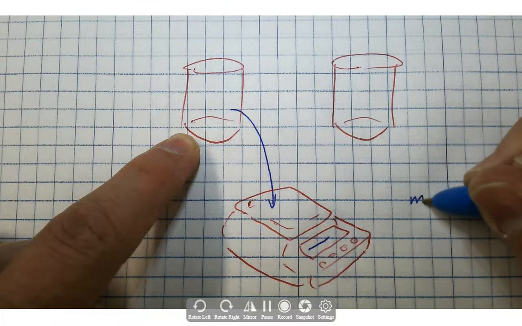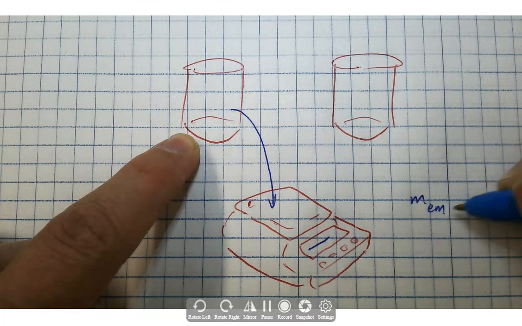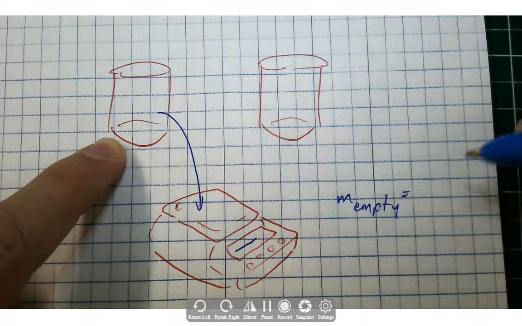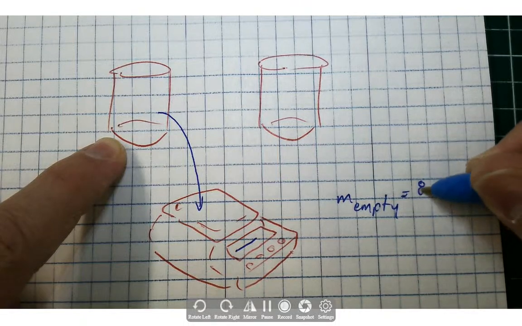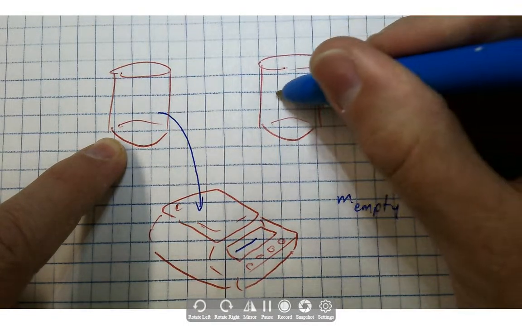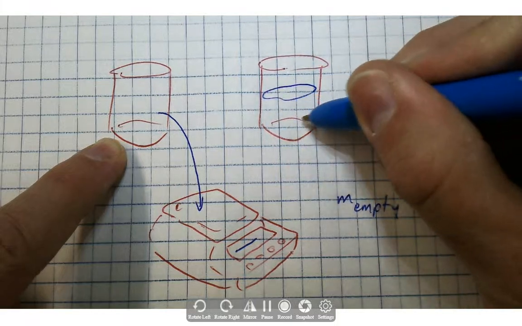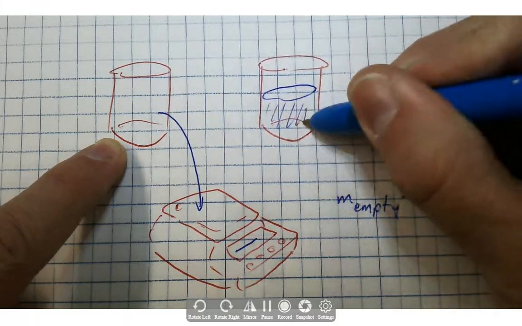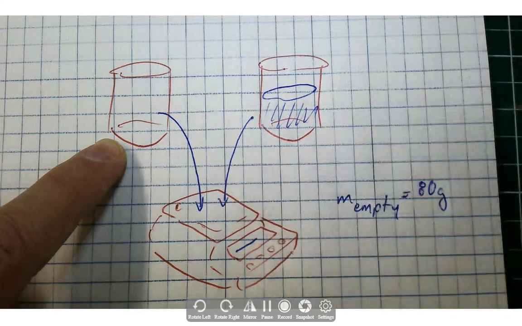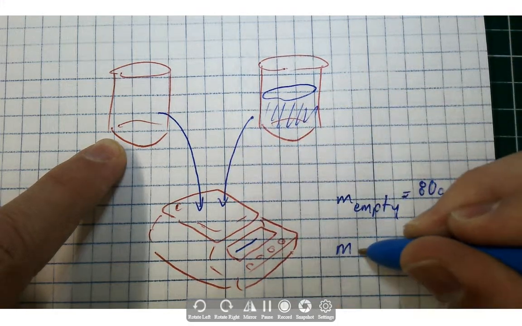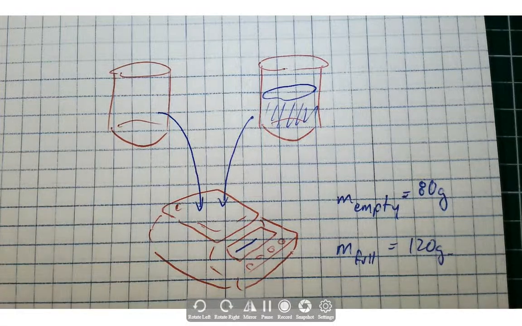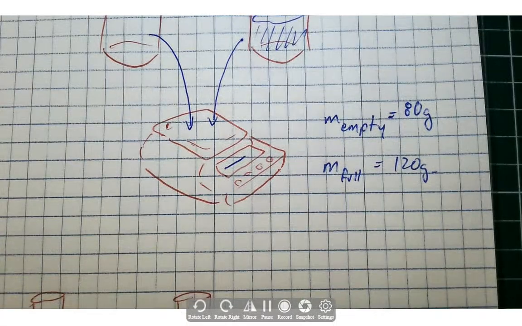And if that's the mass of the empty beaker, that's great. Let's just say that the empty beaker has a mass of 80 grams. Then you take your fluid sample, your liquid, and you pour it into your beaker. Now your beaker is partially filled, and you put that onto your electronic balance instead. And now we say that the mass of the full beaker is equal to 120 grams. And the question is, how do I figure out what the mass of the liquid is?